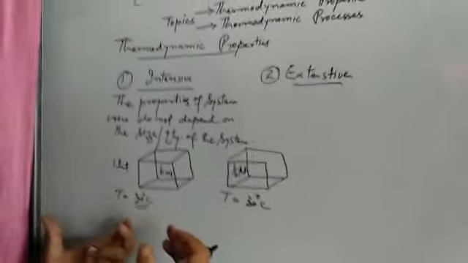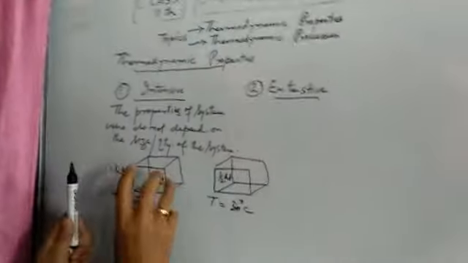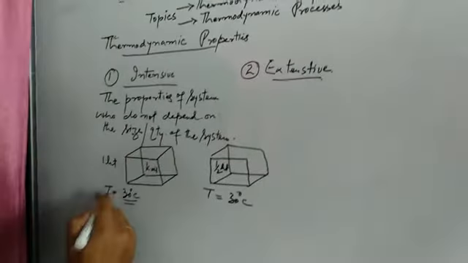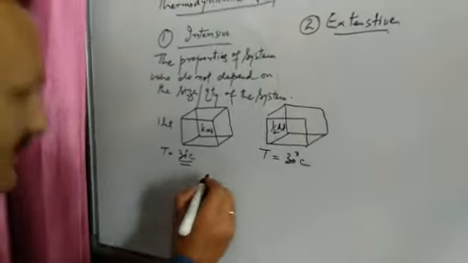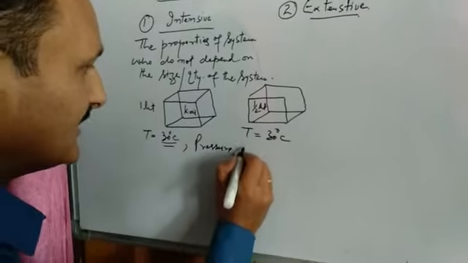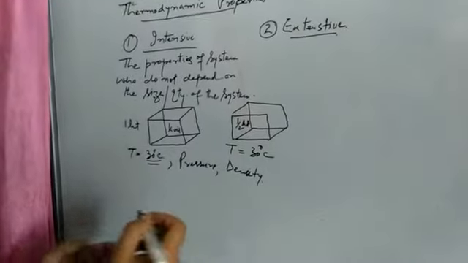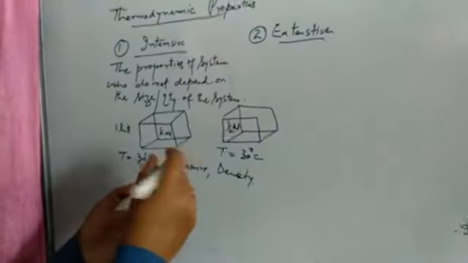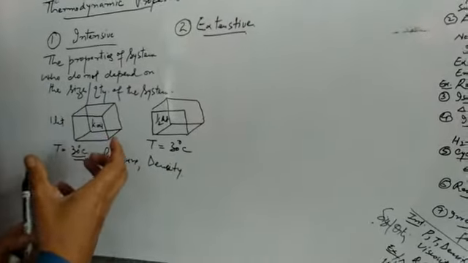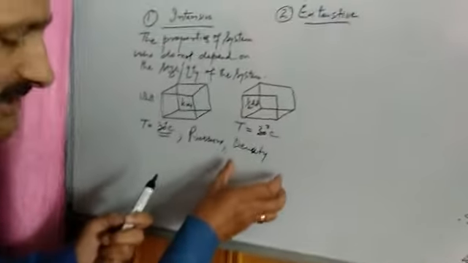So such properties of a system which do not depend upon the size, which do not depend upon the quantity of the system are known as intensive properties. For example, temperature is an intensive property. Similarly, pressure is an intensive property. Then density of a system is intensive. Why? Because density of a piece of iron, whether it is 1 kilogram or 1 quintal, is same. If it is made up of similar material, then its density is same, so it is an intensive property.